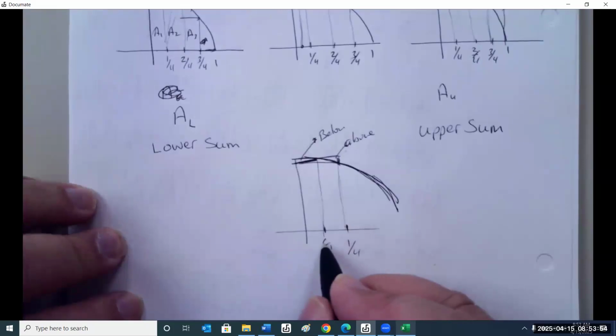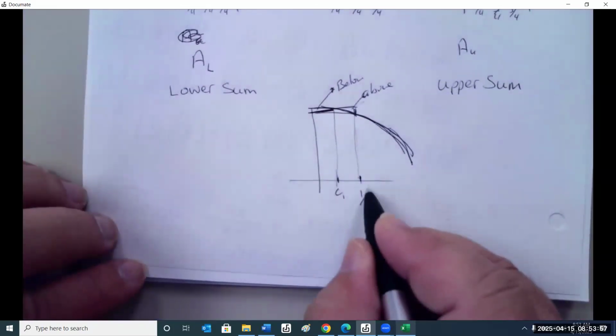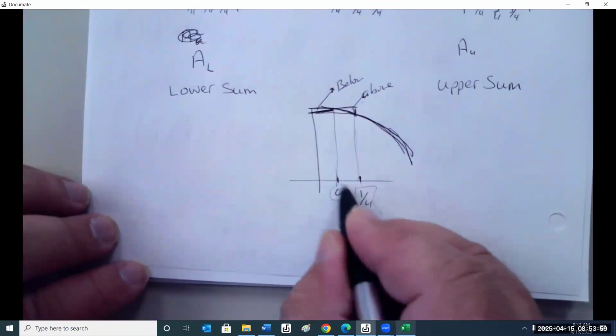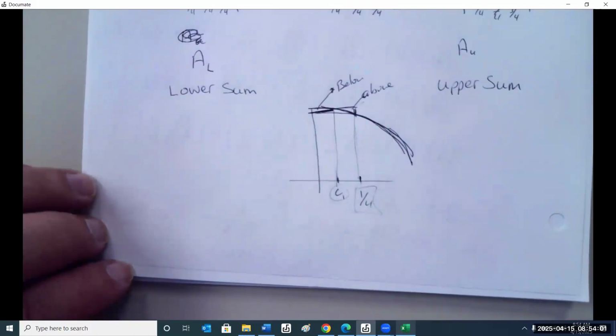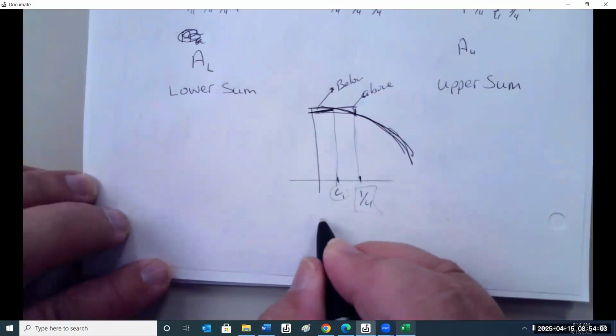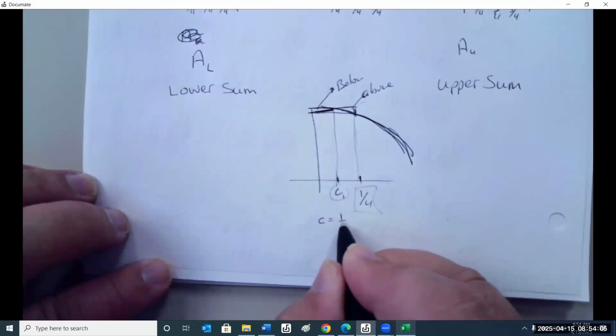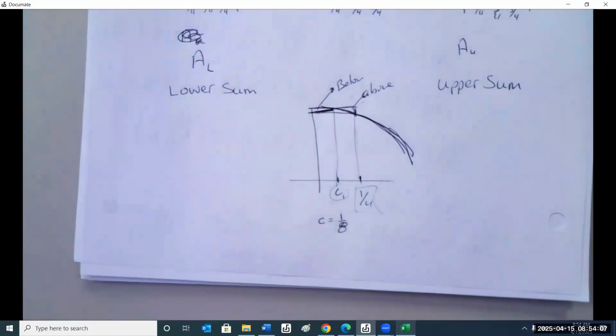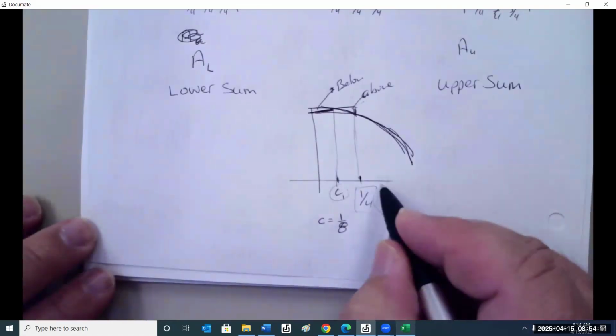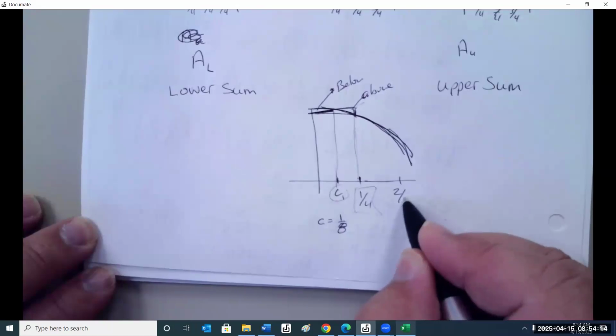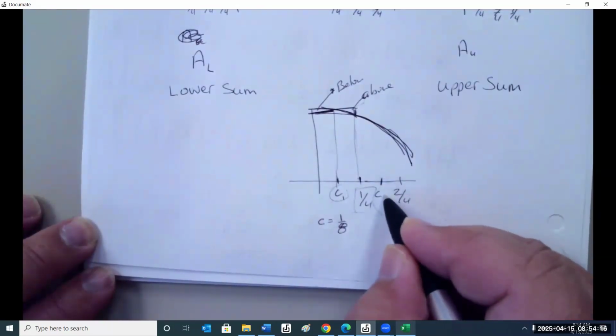So our x values, since our division is in 1/4, what's half of 1/4? 1/8. So c is 1/8. It's half of our interval. And we're going to do that to each one of ours. We're going to take the midpoints of them.